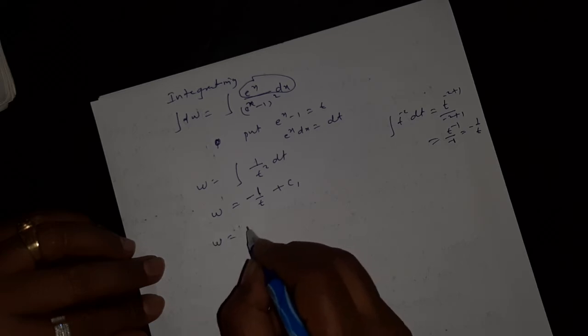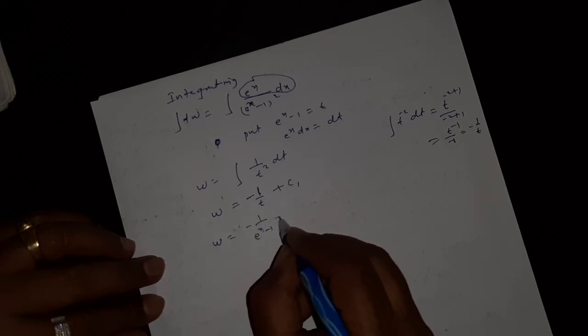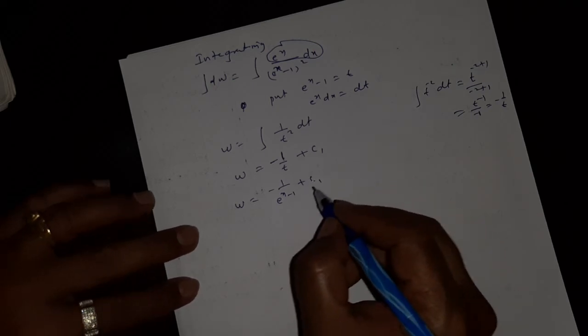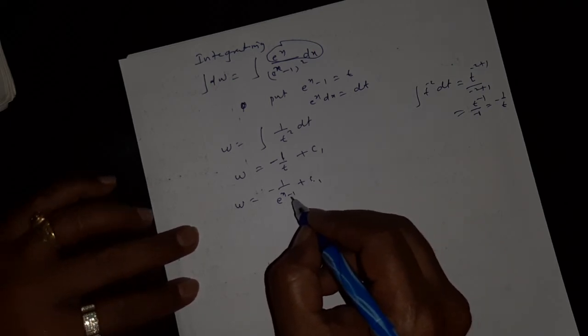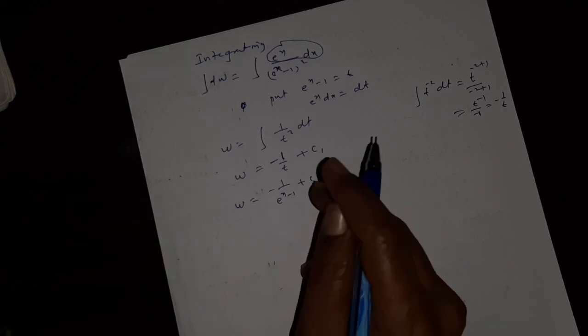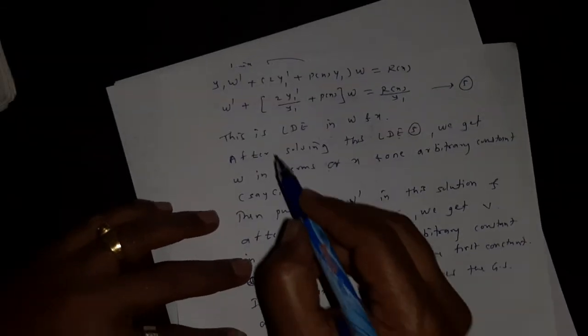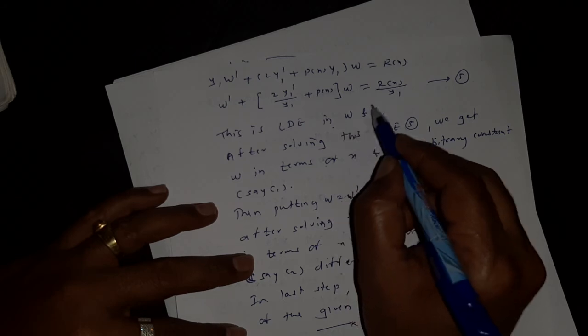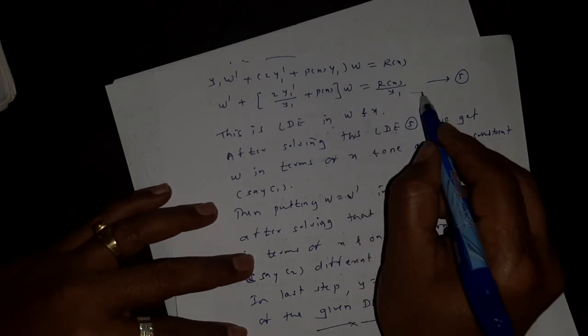Then substitute t is what? e raised to x minus 1 plus constant. So here what we have? w in terms of x and 1 constant. This is what? Linear differential equation, or the differential equation in variable separable form.